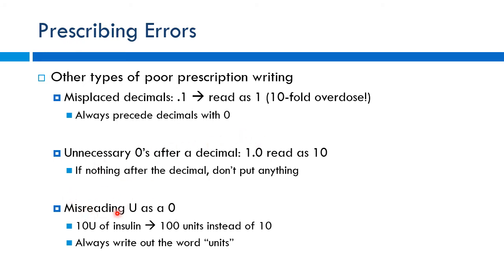And then misreading things like U as a 0. So for instance, insulin is dosed in units. So if I write 10 U of insulin, that can be misread as 100 units. And it seems silly when I have it in electronic text right here, but if you were to actually write it down, you can see if you're going quick how that could be misread, right? If I gave someone 100 units of insulin and I only meant to give 10, they're going to have some issues there, right?